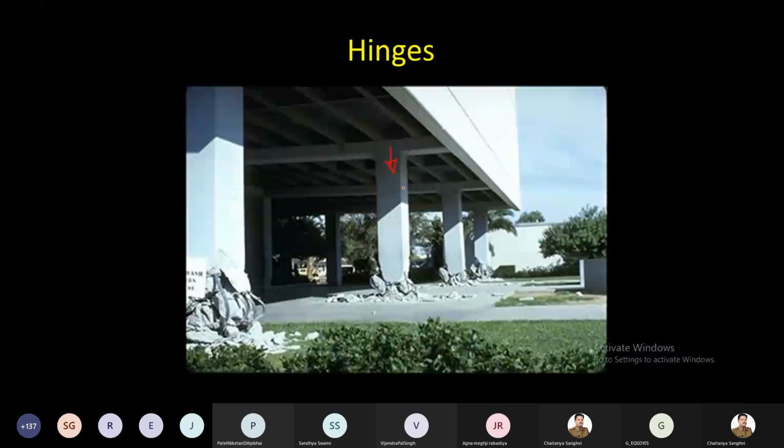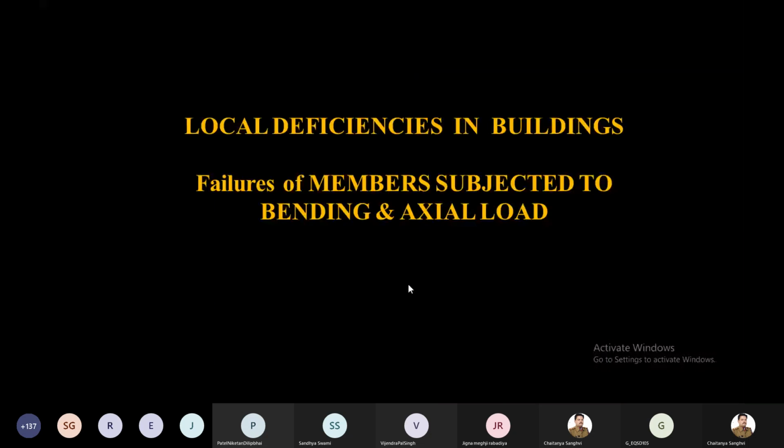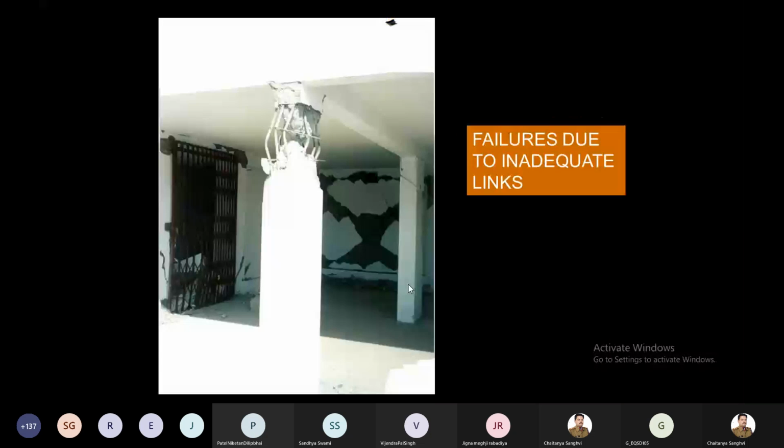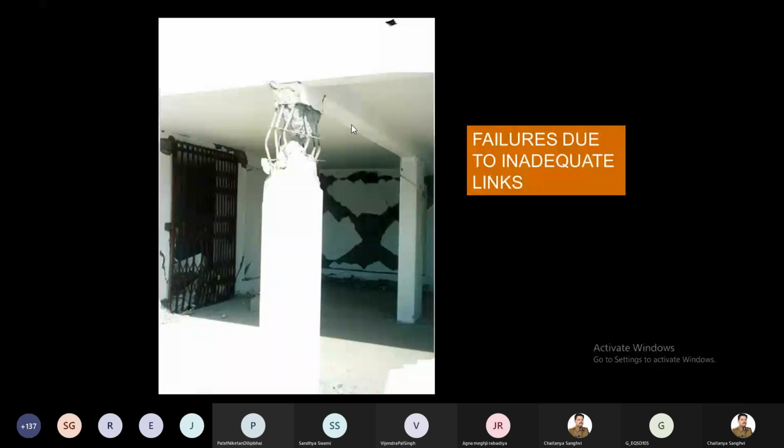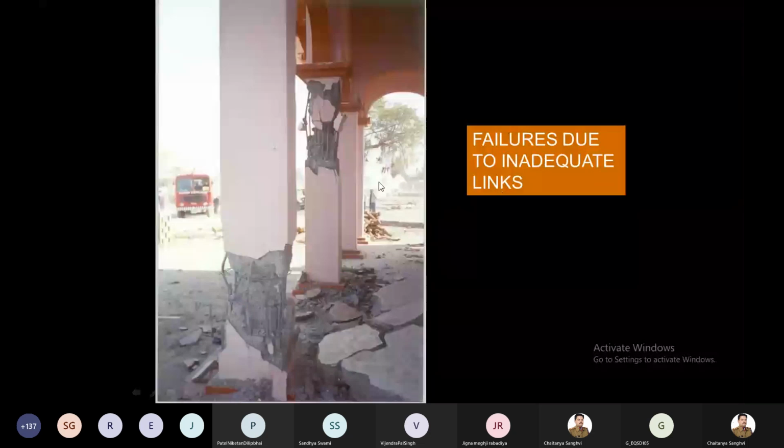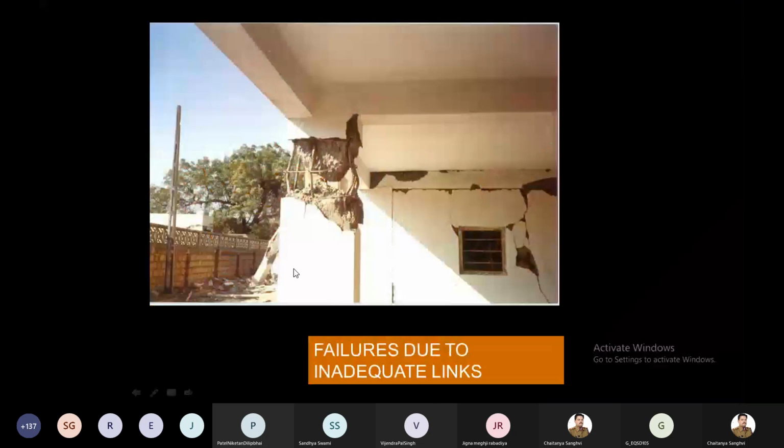Here you can see we have observed that the failure is at the ground story, at the bottom of the column or the top of the column, right? Here you can see the failure is observed at the top of the column, top or bottom, right? Here again you can see the bottom of the column, right? Here the top of the column, right? Now what is the reason?